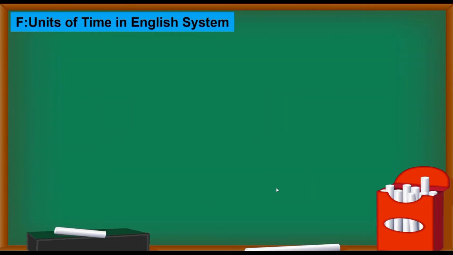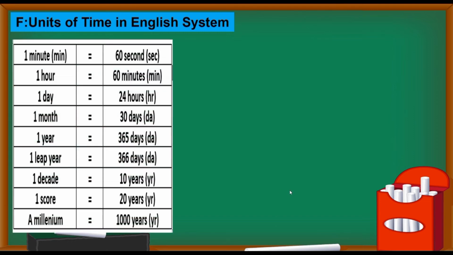So, let us now have our units of time in the English system. These are what we use. We use a clock, or an alarm clock, right? In every 1 minute, there are 60 seconds. 1 hour is 60 minutes. 1 day is equal to 24 hours. 1 month is equal to 30 days.